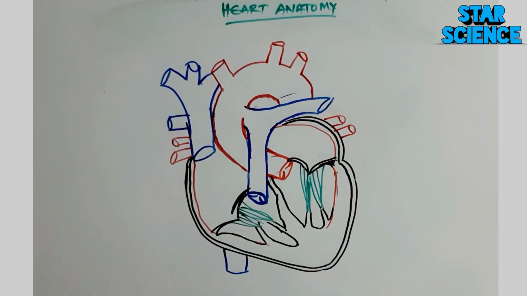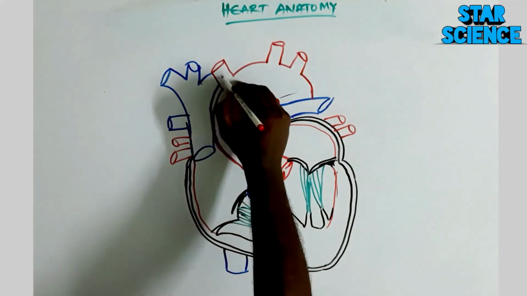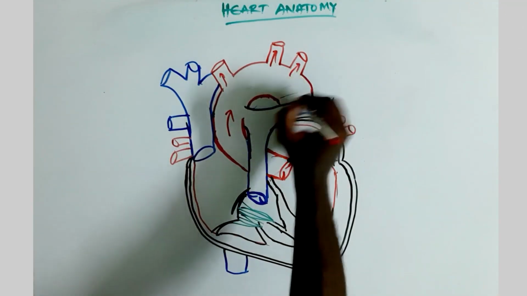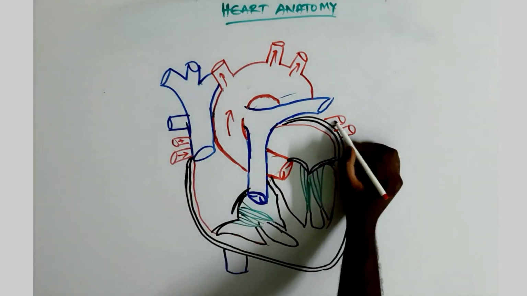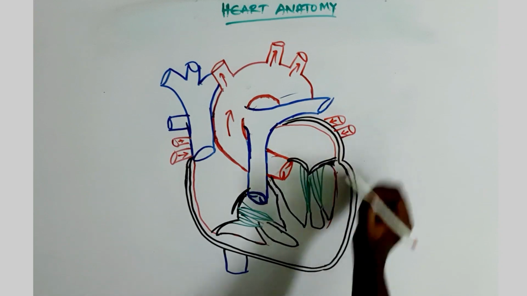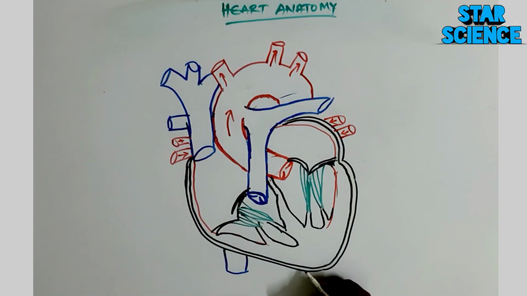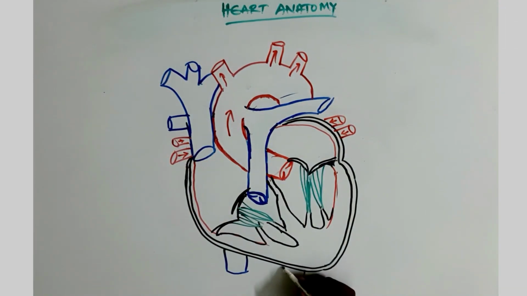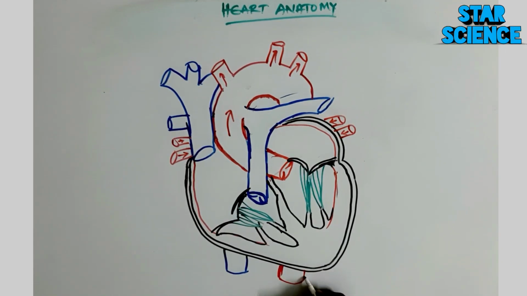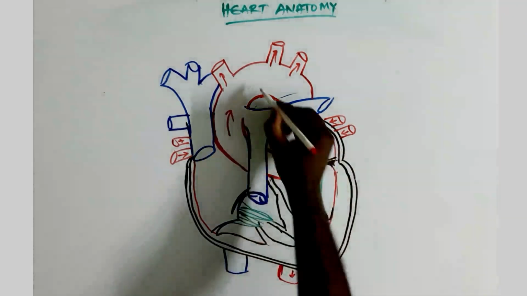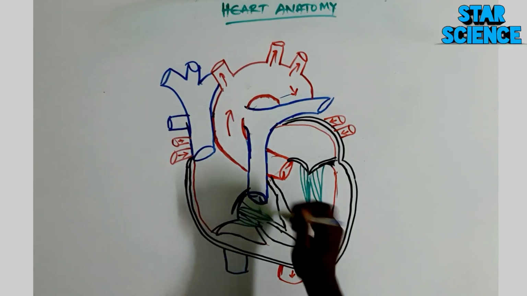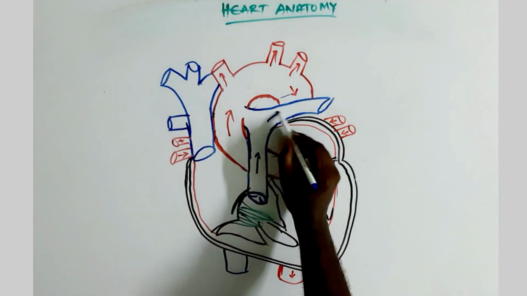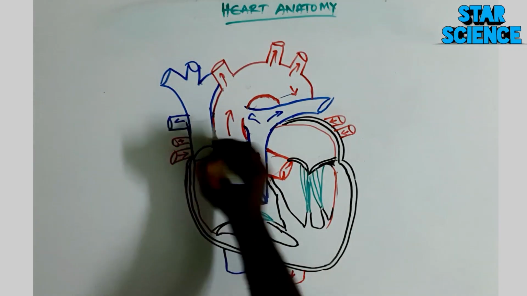Next, the left atrium receives blood from the pulmonary veins, which come from the lungs, and it receives oxygenated blood. Next, the left ventricle: following the left atrium, the blood flows to the left ventricle through the opening of the mitral or bicuspid valve. From there, the aortic valve will be opened, and from there the blood will be circulated all over the body.